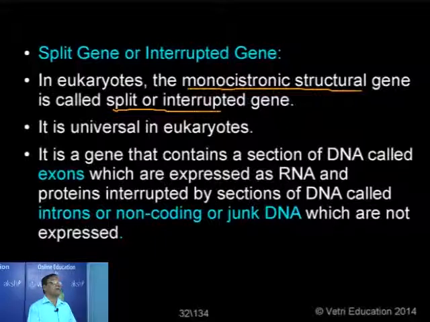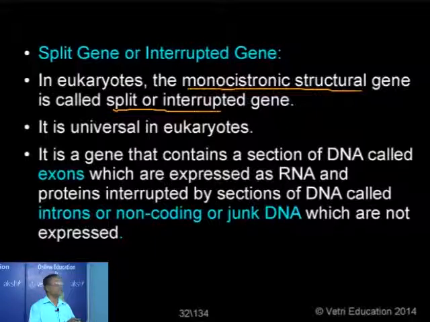Unlike in the bacterium, there you have only the coding sequences. That's why it's called simply a gene, not a split gene. But in our case, if we take a human being, the gene consists of both coding sequences, that is the wanted sequences, and also non-coding sequences, the unwanted things. So that is why it's called an interrupted gene or split gene.